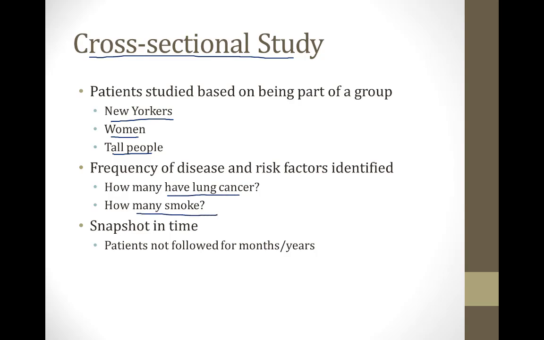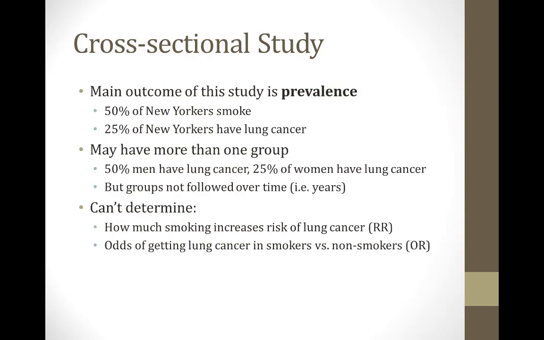A very important and high yield thing to know about cross-sectional studies is that they are just a snapshot in time. We are not going to identify New Yorkers and follow them for 10 years. That would be a different type of study. In a cross-sectional study, we're just looking at the New Yorkers as they are right now and saying how many of them smoke, for example, or how many of them have cancer. The main outcome of a cross-sectional study is prevalence: prevalence of disease, prevalence of exposure, prevalence of risk factors. We're just trying to determine how much of it is out there right now.